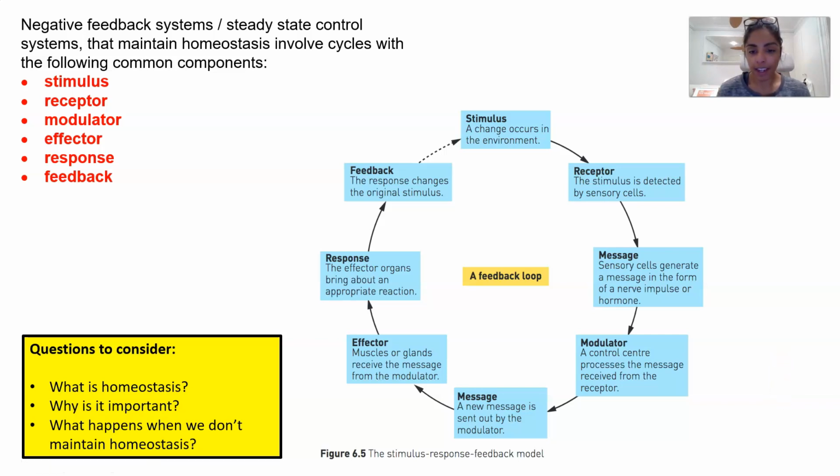When we look at a negative feedback loop, what you need to understand is that the stimulus, the thing that causes the change, is usually a change in the internal environment if it's physiological, or it could be the external environment when we look at temperature. We go through this series of steps that leads to a change that will correct what the stimulus was. So the stimulus and the feedback should be the opposite of each other. That's a quick way of checking that you're on the right track.